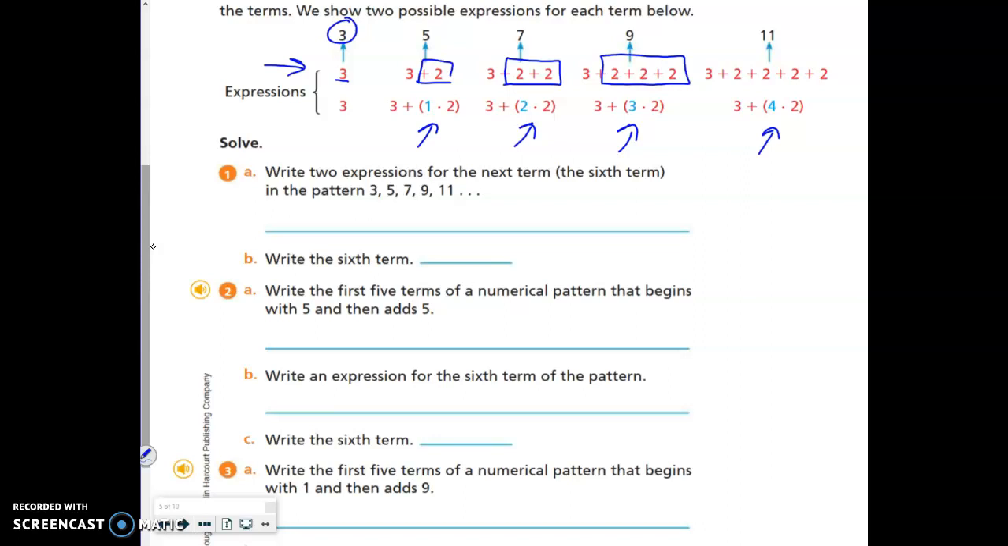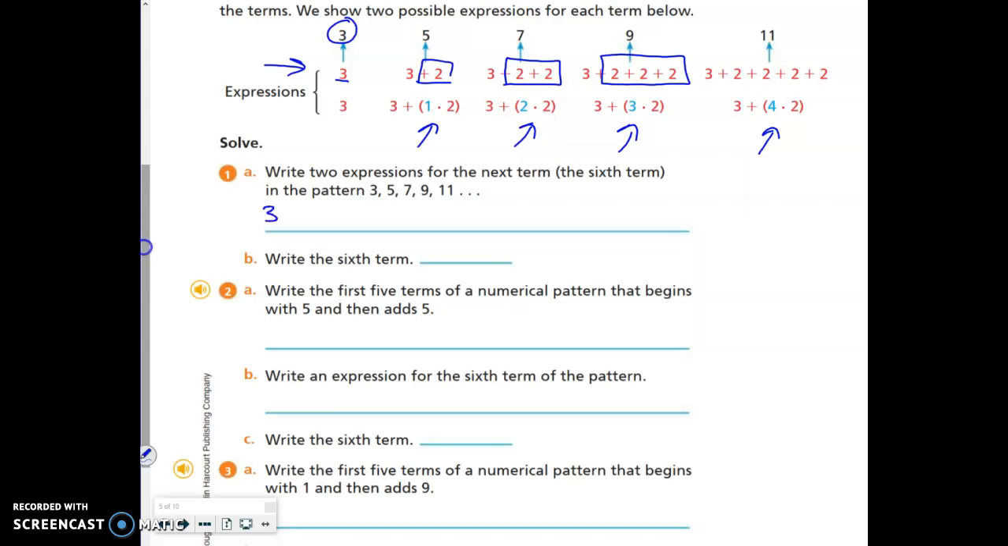All right, so if we build past this now, we've got our pattern established, we understand this is a +2 starting with the number 3. So question 1a says, write 2 expressions for the next term, the 6th term in this pattern. Okay, and so we've got it started there already. Well, just build upon what we know. So we know we're going to start with a 3.